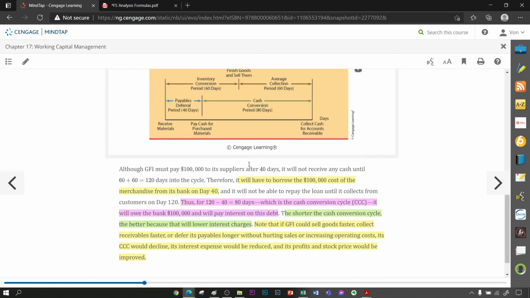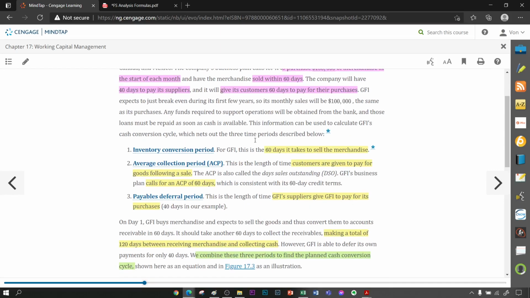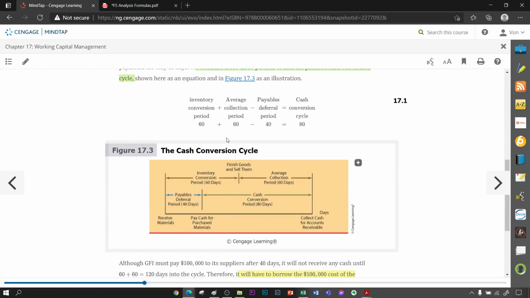Thus, for 80 days, which is the cash conversion cycle, it will owe the bank 100,000 and will pay interest on this debt. Okay? So, tatakbo yung interest ng 80 days kasi nga, hindi ka makakabayad eh. Sabi dito sa taas, di ba? Break even ka lang daw. So, yung pera na gagamitin mo to support your operations, manggagaling lahat sa bangko. Okay? So, wala kang pangbayad hangga't hindi mo nakokolekta yung 100,000 after 120 days. Okay. So, for 80 days, nandyan lang yung utang mo, babayaran mo yung interest niya.